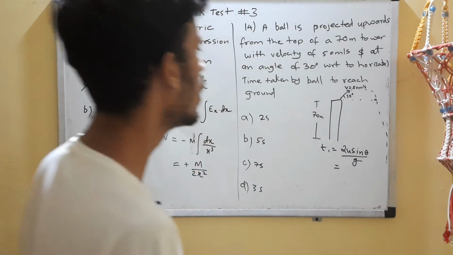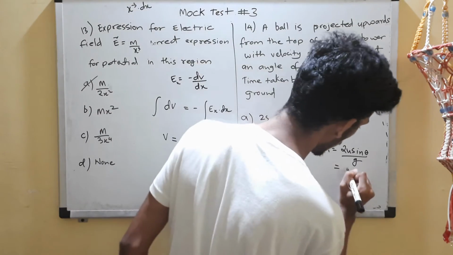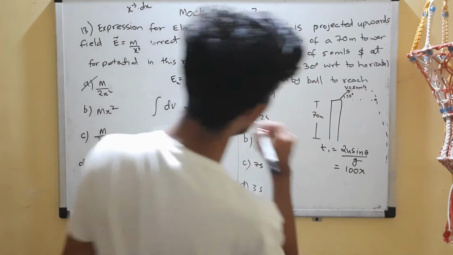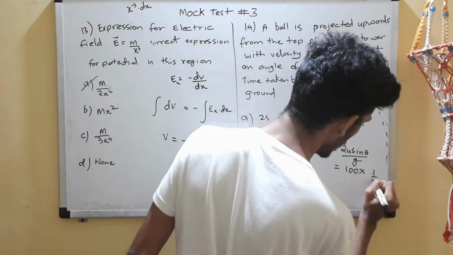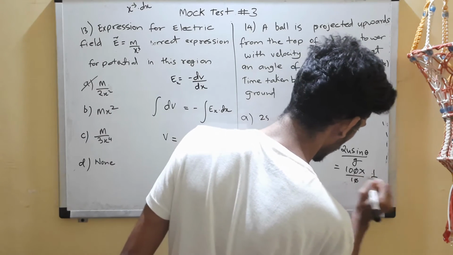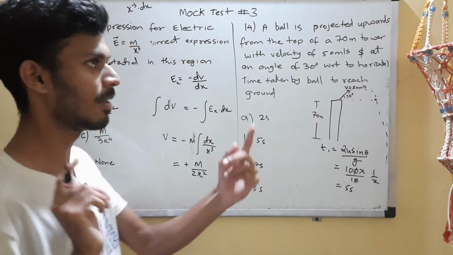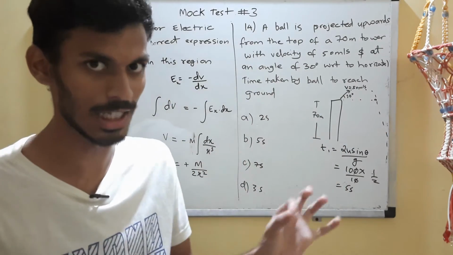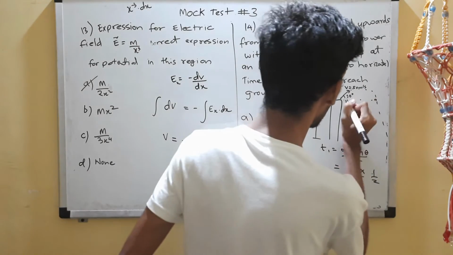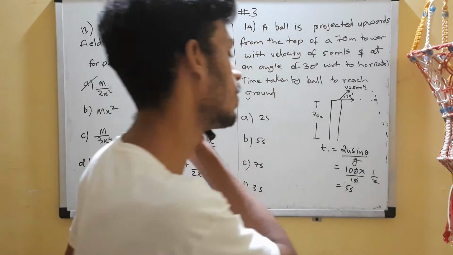So 2u, u is 50, so 2 into 50 is 100, sine of 30 degrees is half, g is again 10, so this and this will get cancelled, and we have 5 seconds. So 5 seconds is the time taken by the ball to complete the projectile motion. Okay, now actually we can break this into two components.